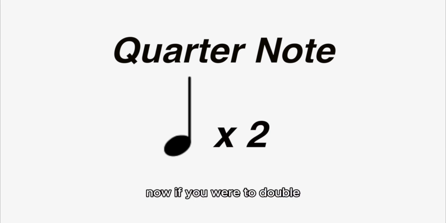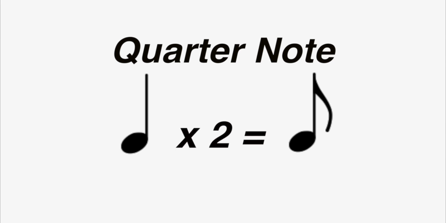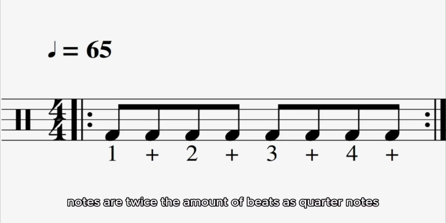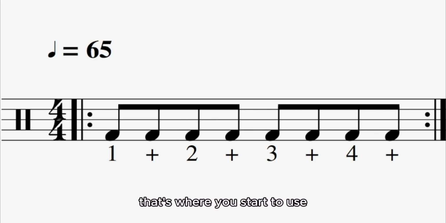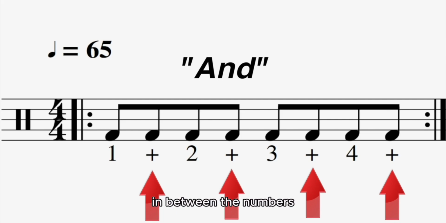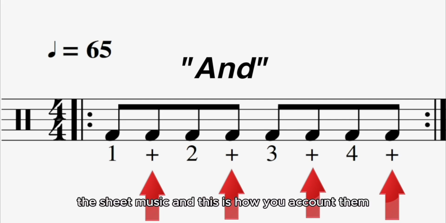Now, if you were to double the quarter note or times it by 2, you would come up with an 8th note. Basically meaning the 8th note is twice the amount of beats as a quarter note. And since 8th notes are twice the amount of beats as quarter notes, that's where you start to use subcounts. In this case with 8th notes, you'll add an "and" in between the numbers. This is how the 8th notes would look on the sheet music, and this is how you would count them.